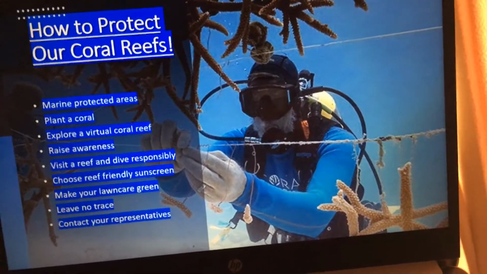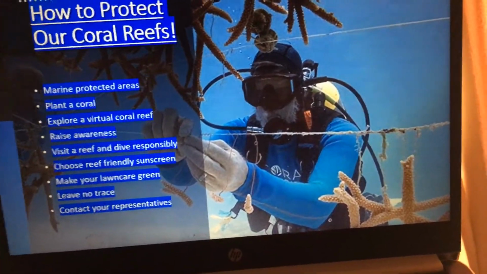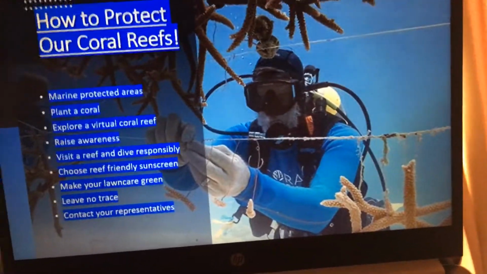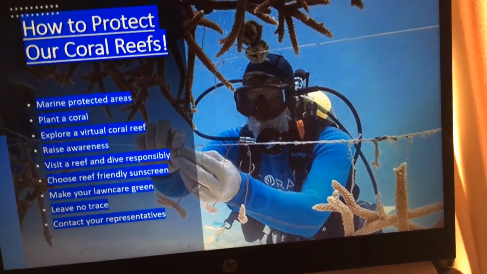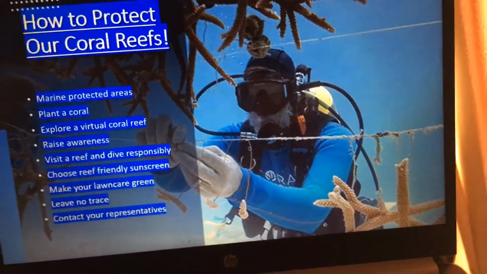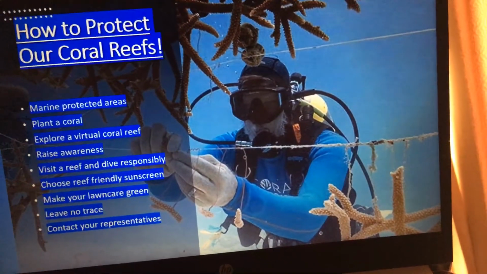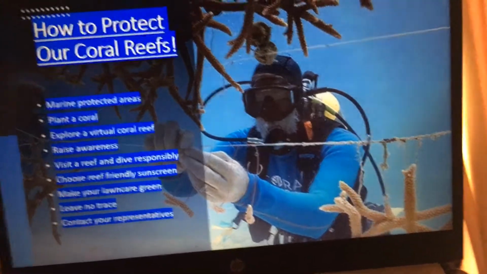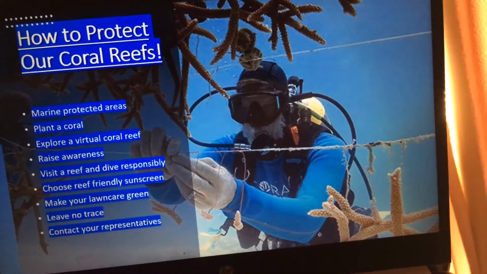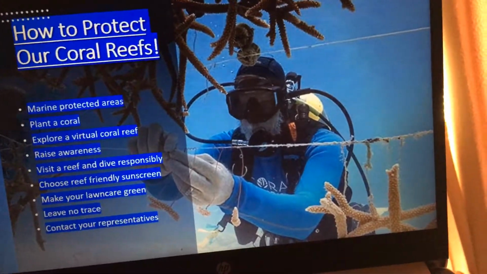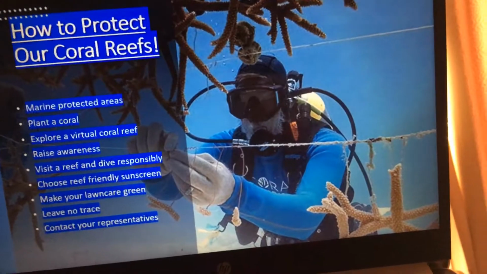If you see someone doing something that you know will harm the coral reef, speak about it, say something, just to raise awareness about what's going on. If you visit a reef, just be sure to dive responsibly, and make sure you wear the right type of sunscreen protection that's not going to harm the reef. Make sure that you don't pollute the area. Anything that you take with you, make sure that it leaves with you when you leave off the boat.